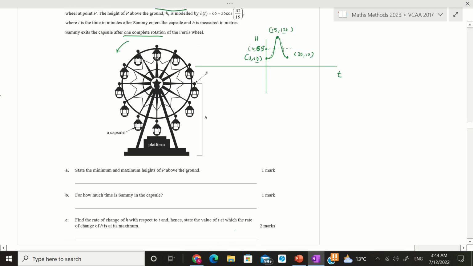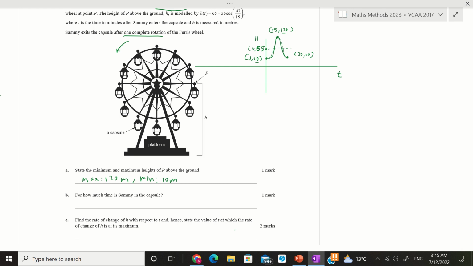Part A wants us to find the minimum and the maximum heights of P above the ground. Well, that's pretty easy to do. We can use the equation for that: it'll be 65 plus 55 and 65 minus 55, as we know with these trig equations. Otherwise, we can look at the graph and see that our maximum occurs at 120 and our minimum occurs at 10. So max will be at 120 and min will be at 10. And don't forget the units as well.